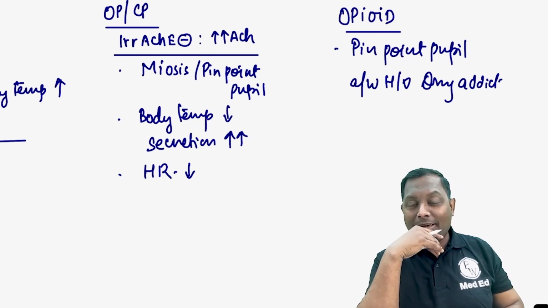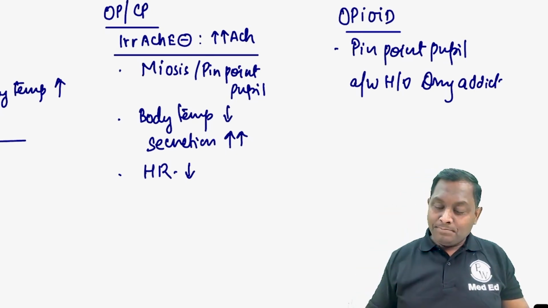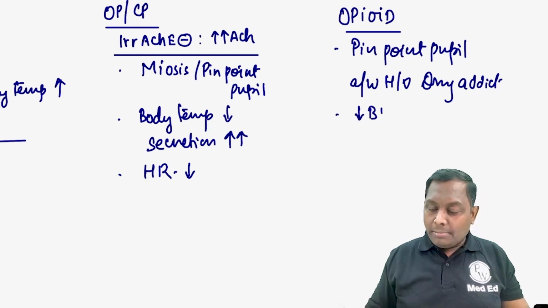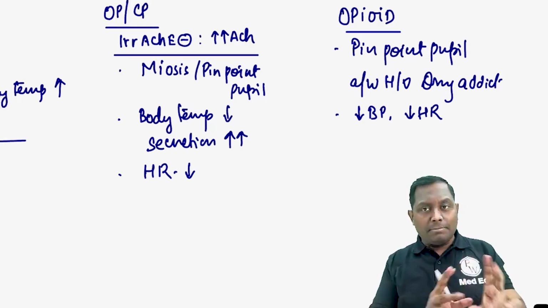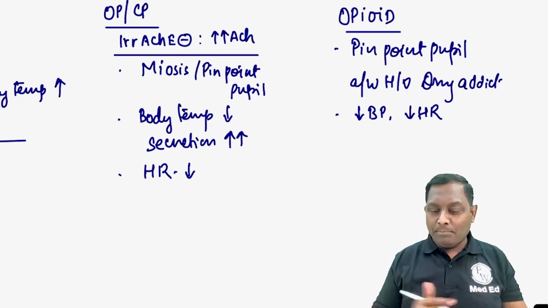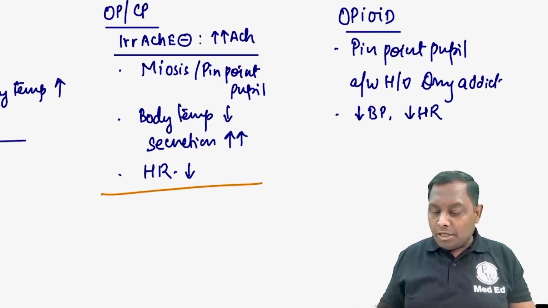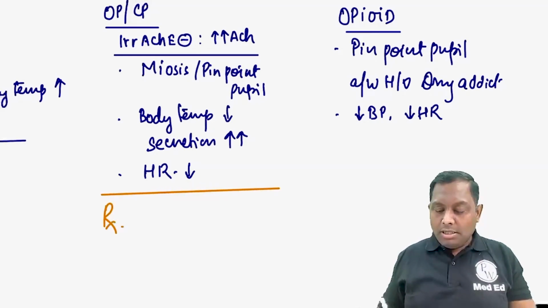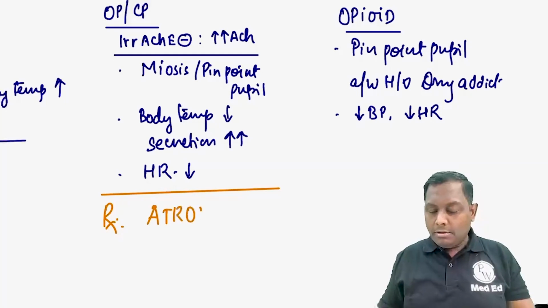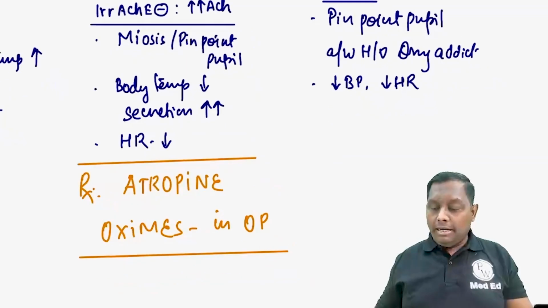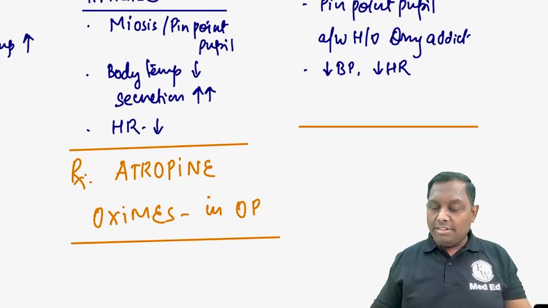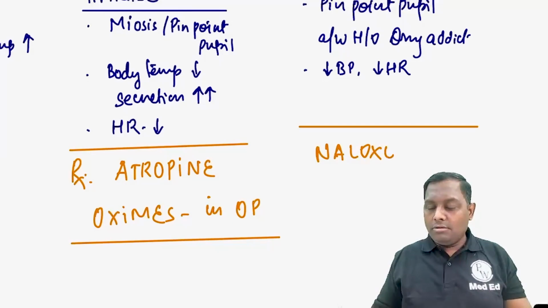Pinpoint pupil associated with a history of drug addiction. They can also have a decrease in blood pressure and a decrease in heart rate. So some of the symptoms are pretty much similar to organophosphate carbamate. Remember this. Their specific antidotes will also differ. The specific antidote for organophosphate carbamate is going to be atropine. However, oxime can also be utilized in organophosphate poisoning. And in opioid poisoning, the specific antidote that we have is naloxone.